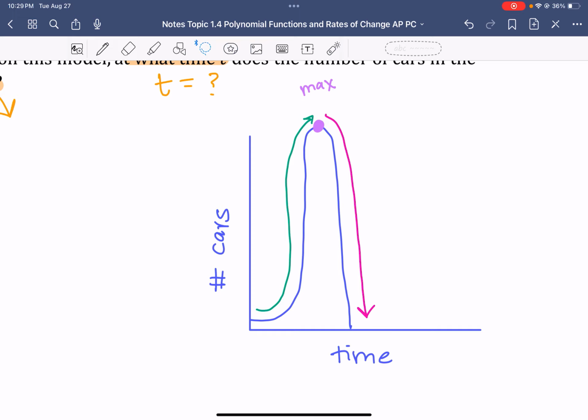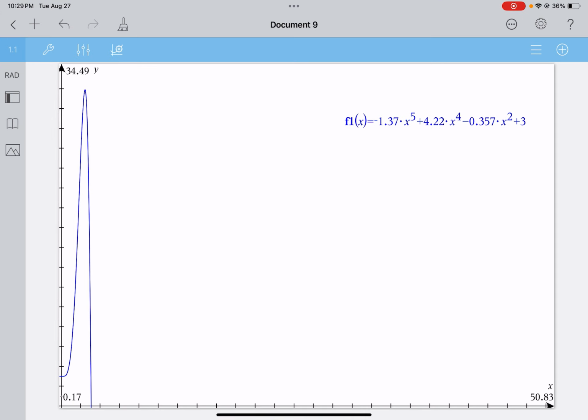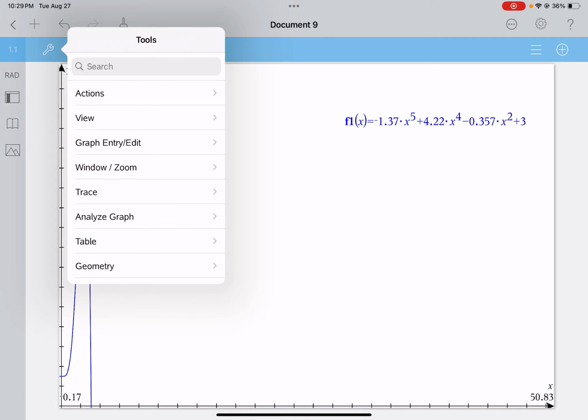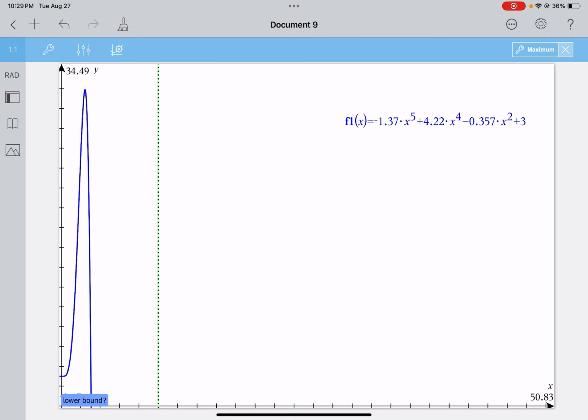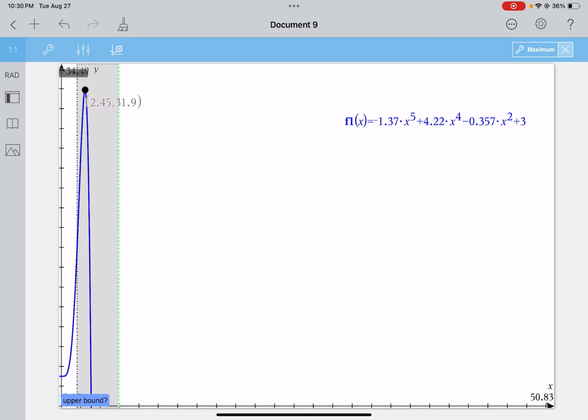Okay, so what I'm going to do is go back to my calculator, and I'm going to press menu, analyze, maximum. You're going to get this dotted line. You don't want to put it right on top right here. You want to put it a little bit to the left and then let it go. And the word maximum and the point should come up. And it's at 2.45, 31.9.